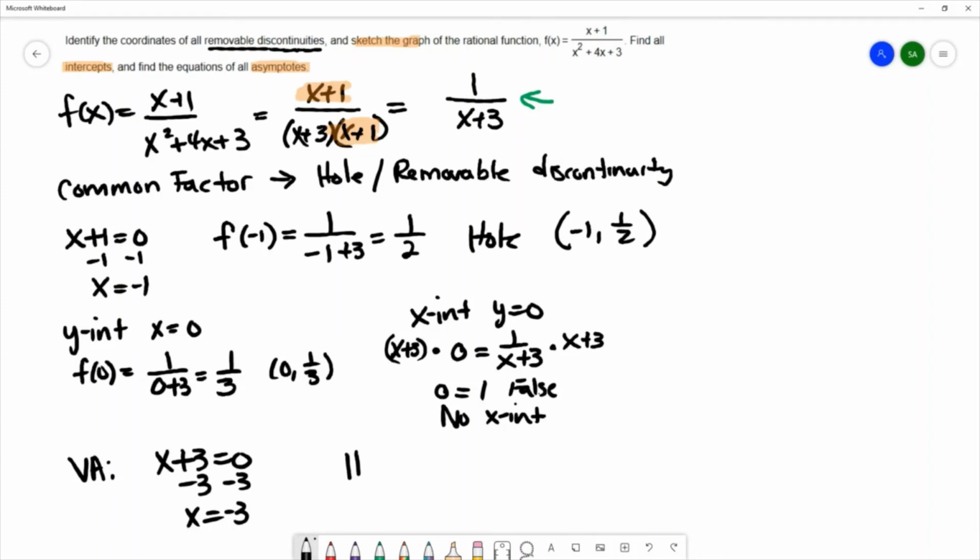Then I want to look for horizontal asymptotes. For horizontal asymptotes, you want to look at the degree of the numerator. The degree of the numerator is 0 because there's no variable. The degree of the denominator is 1 because we have a highest power of 1 on our variable x. And because the degree of the numerator is less than the degree of the denominator, we have the case of the horizontal asymptote being right on top of the x-axis, which is y equals 0.